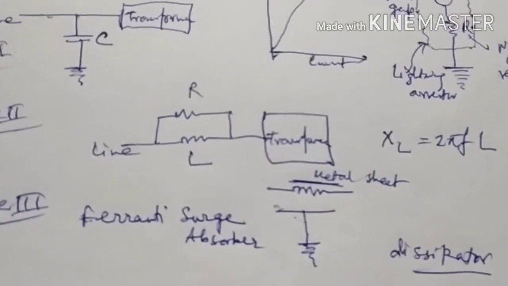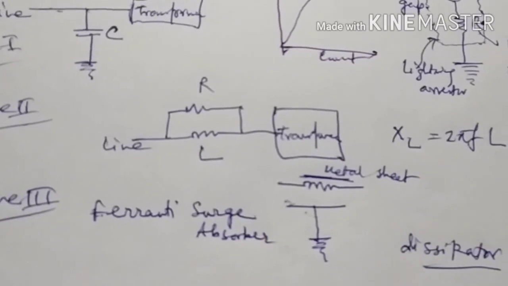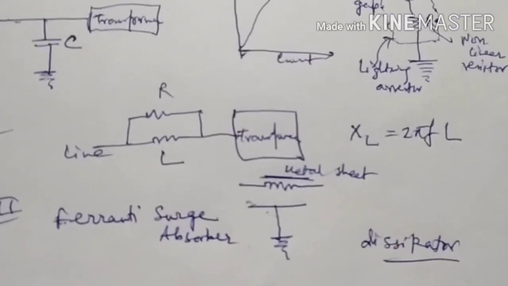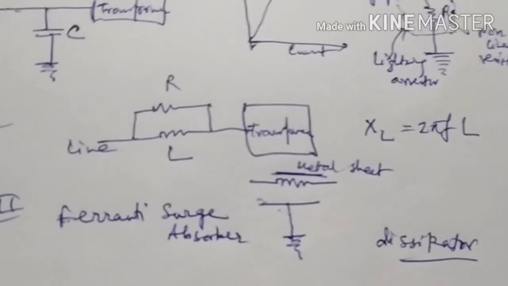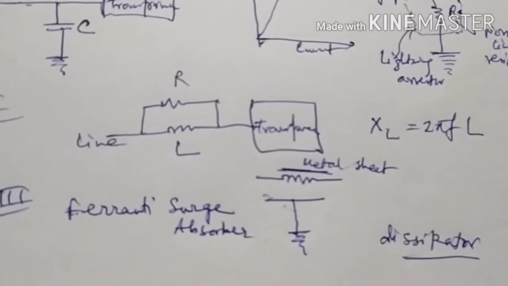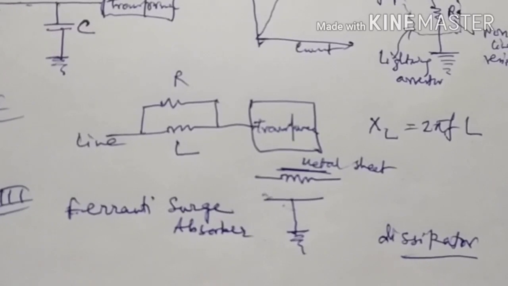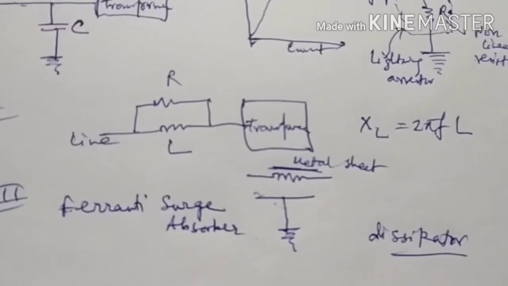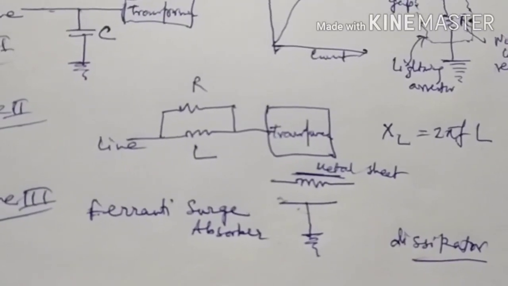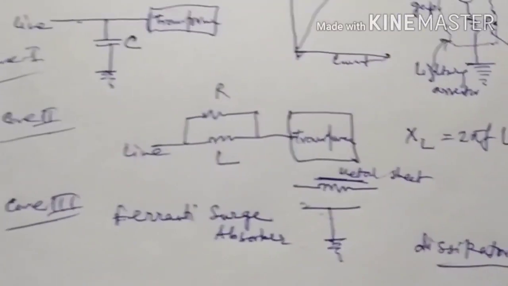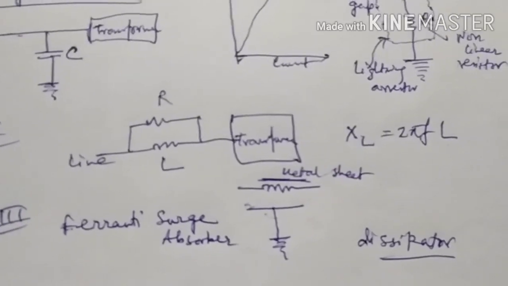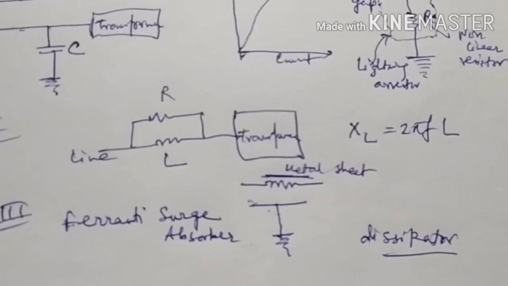This arrangement is equivalent to the circuit of a transformer with a short circuited secondary. The inductor forms the primary, whereas the dissipator is considered as a short circuited secondary. The energy of the surge is used up in the form of heat generated in the dissipator due to transformer action. This type is generally used for protection of transformers.